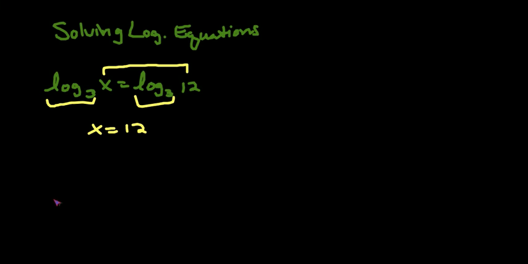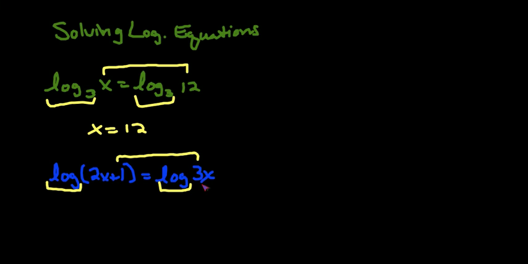Okay, so let's get one that's not quite as obvious, but still not terribly tough. So let's do this. Log of 2x plus 1 is equal to log of 3x. So this time we're looking at common logs. So if we go back to that same concept we just looked at, this is a log base 10, this is a log base 10. If both of these sides of the equation are equal to each other, then these two parts must equal each other. So we just write 2x plus 1 equals 3x.